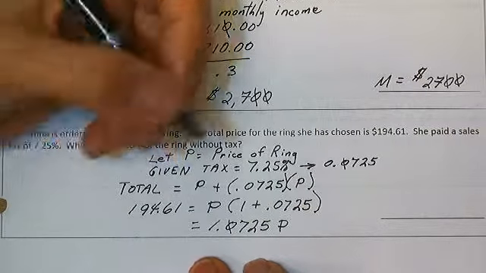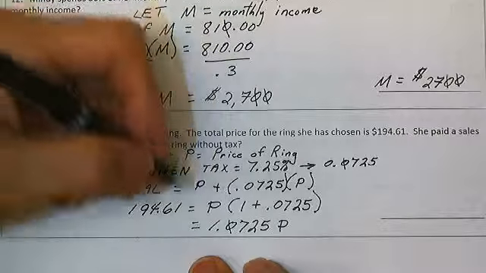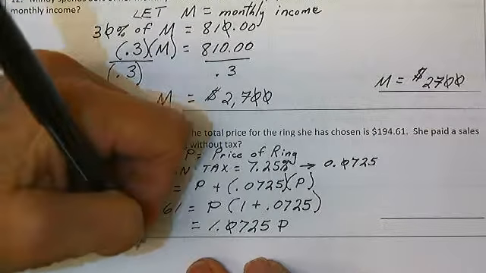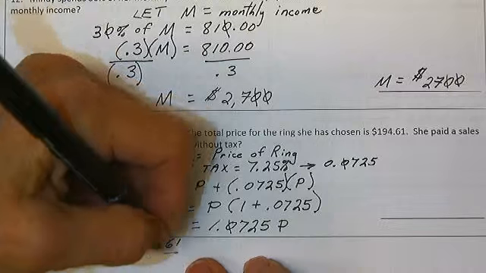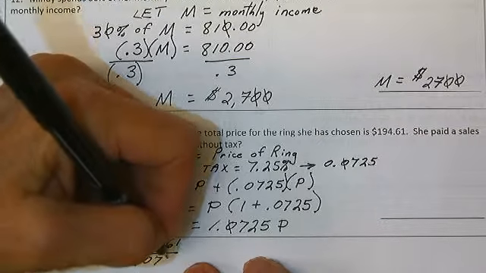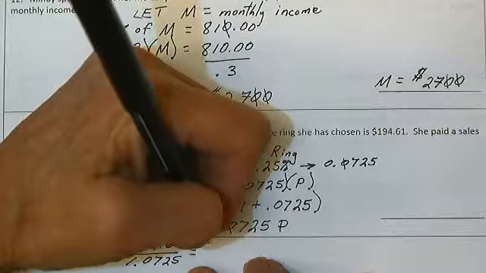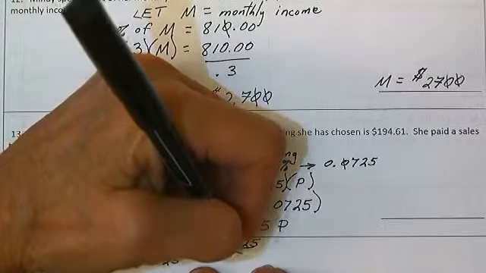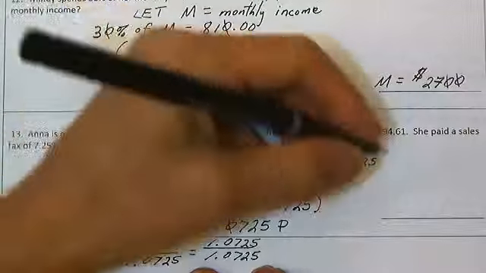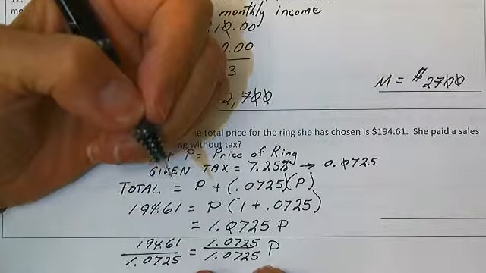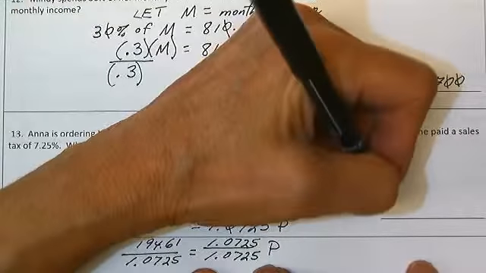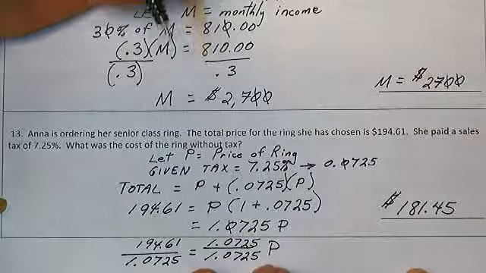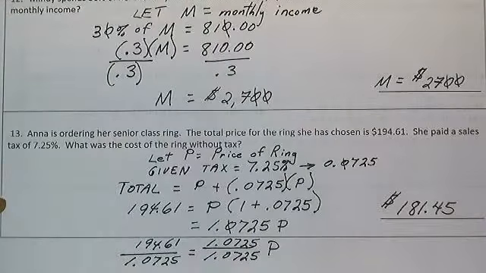Now we can simply divide both sides by 1.0725. That's going to give us 194.61 divided by 1.0725 is the same as 1.0725 divided by 1.0725. This is still 1. Any number divided by itself is equal to 1. And the answer is $181.45. There you go. Problem solved.